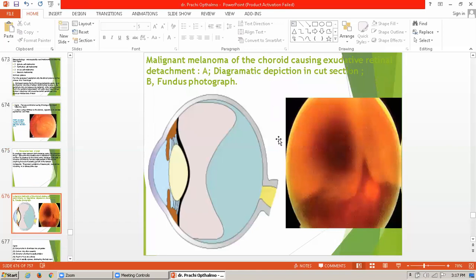This is a diagram of a malignant melanoma of the choroid causing exudative retinal detachment; A is the diagrammatic depiction in cut section. And this is a fundus photograph in which we can see the spread of the malignant melanoma of the choroid.